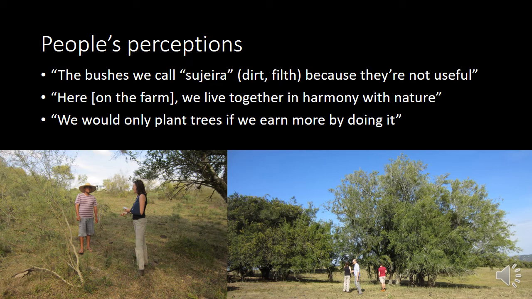So, for instance, some people called the bush sujeira, dirt or filth, and their perception of bush was that it wasn't productive, and they didn't have any use for it. So you might as well clear it and put some soy or some cows there, because that will make you money. But on the other hand, some people really had the perception that they lived in harmony with nature in this place, and that it was really their duty to be involved also with nature.